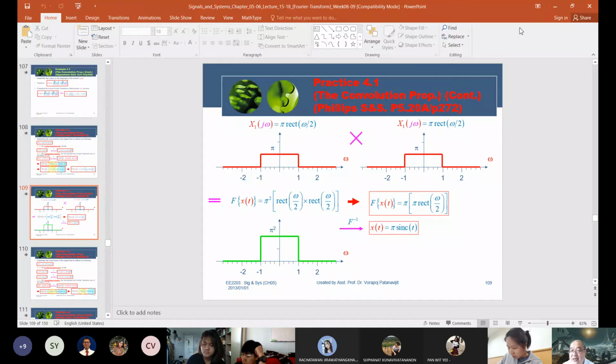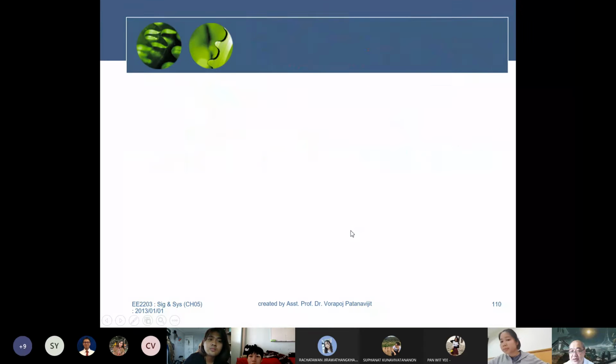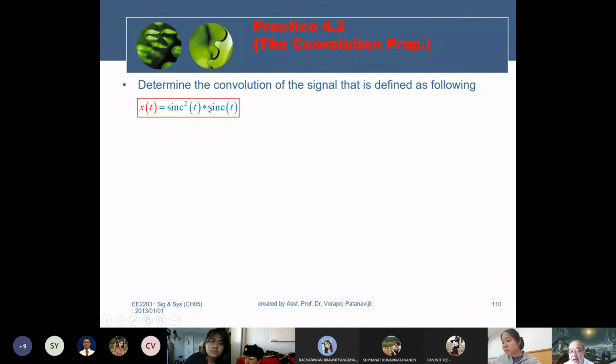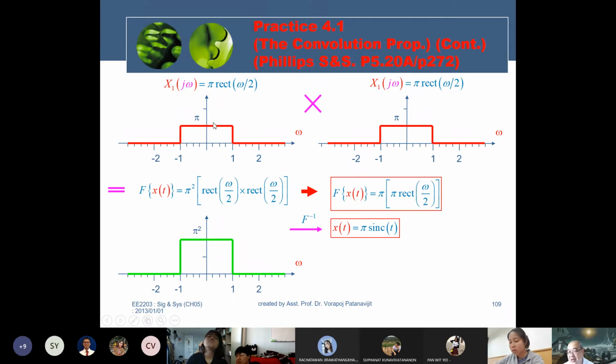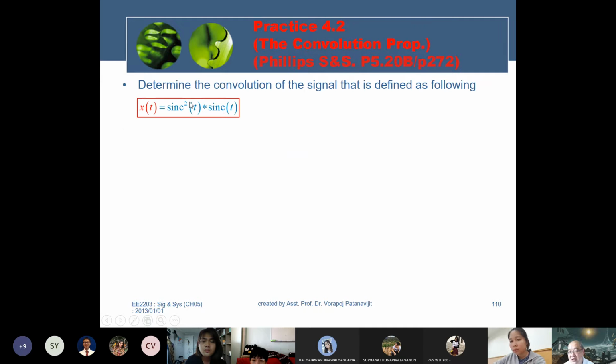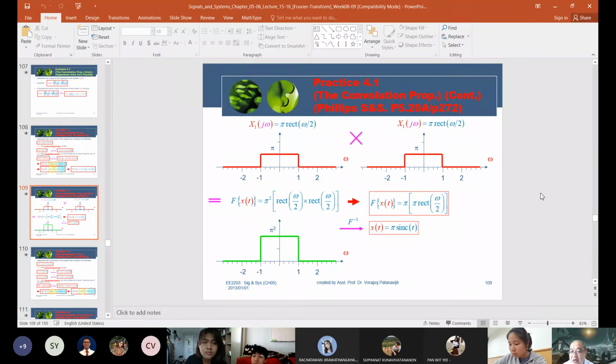The next question is about sinc squared, convolved with the sinc. You already determined sinc squared from the previous one, right? The sinc and the sinc squared are here, and convolve with here. You can determine sinc squared. I will give you another 15 minutes, and provide your solution, and we will start the multiplication property.